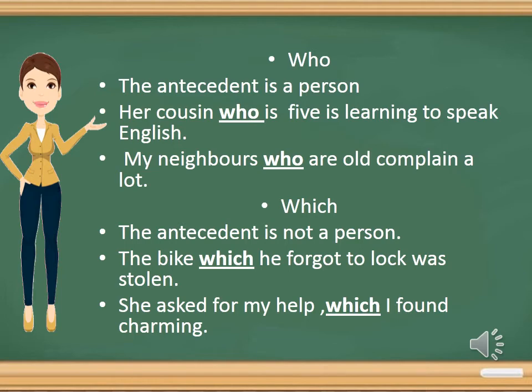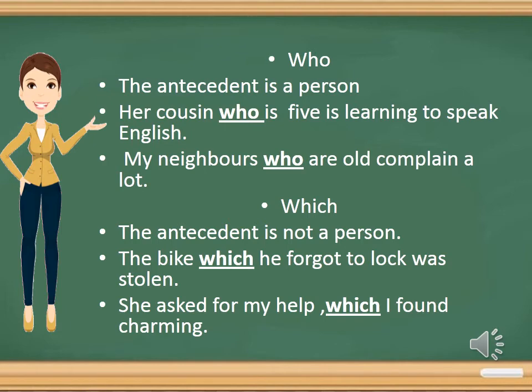The relative pronoun who is used when the antecedent is a person. Example: her cousin who is 5 is learning to speak English. Here, the relative pronoun who refers to her cousin who is a person. My neighbors who are old complain a lot.